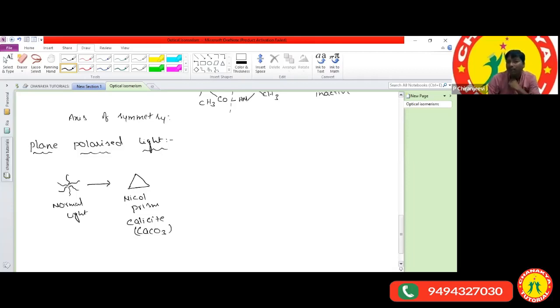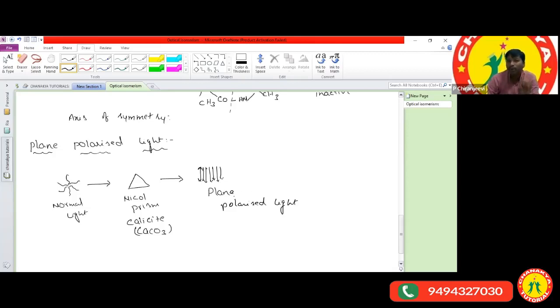When normal light passes through the nicol prism, the light moves in only one direction. Light that moves in only one direction is called plane polarized light. So now you got the clarity, sir.